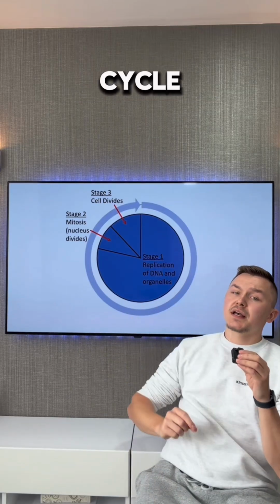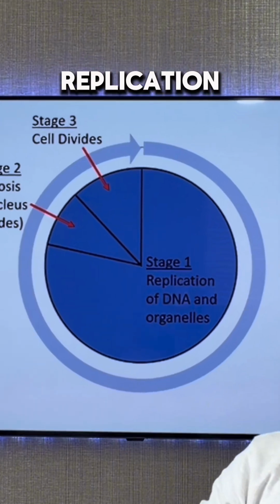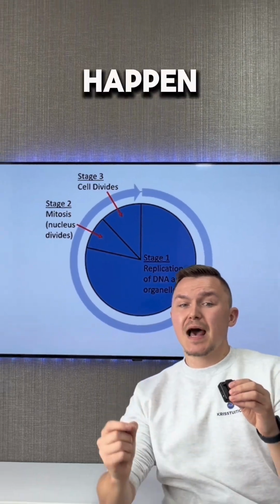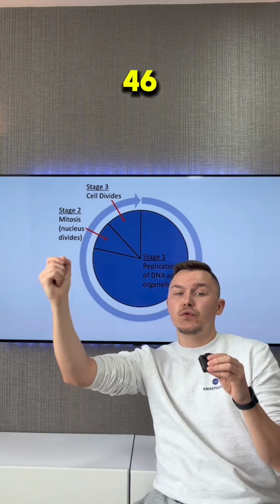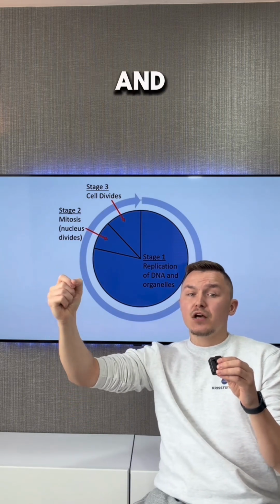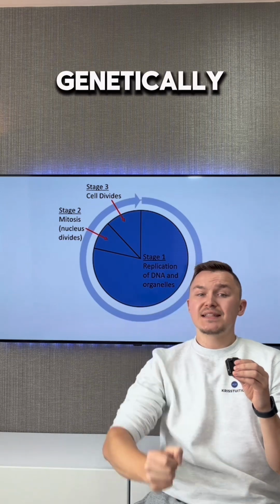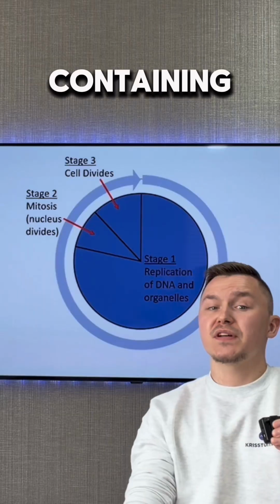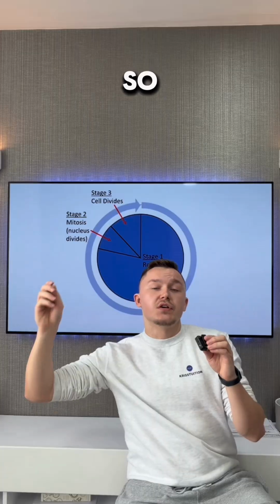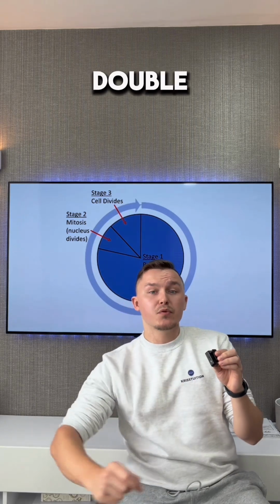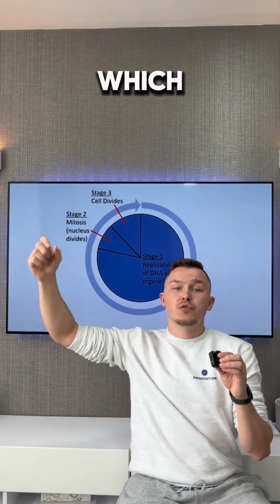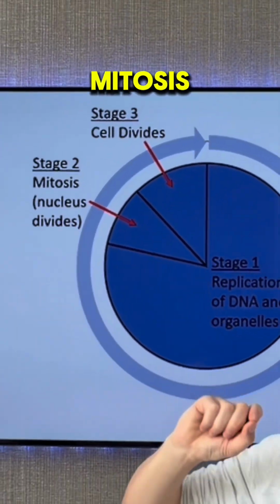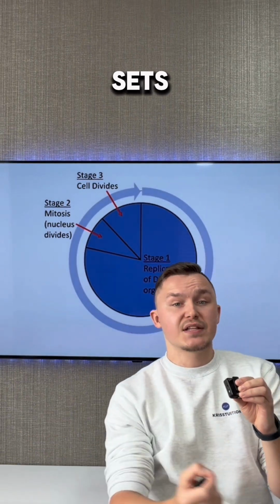Starting off with the cell cycle, which begins with replication of DNA and organelles. And this must happen because the normal body cell contains 46 chromosomes, and we want to end up with 2 genetically identical daughter cells, both containing a diploid number of chromosomes, both containing 46 chromosomes. So for that to happen, we must first double that 46 into 92, which can then go through the stages of mitosis to split into 2 sets of 46.